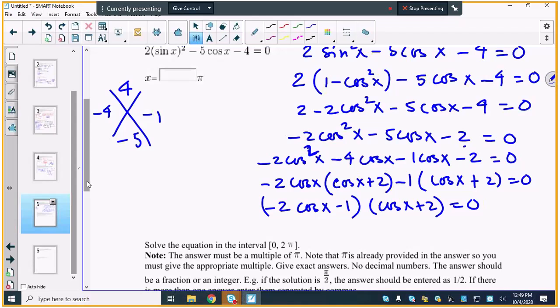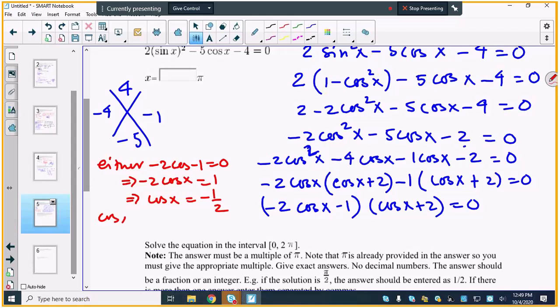So either, now I get to say, the first factor, negative 2 cosine x minus 1 equal to 0, means negative 2 cosine x equal to 1, means cosine x equal to negative 1/2, or cosine x plus 2 equal to 0, so cosine x equal to negative 2. Remember, the range of cosine is negative 1 to 1, so that one will not give me any solution. So already I discard that.